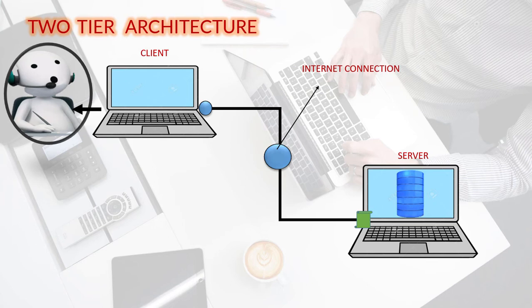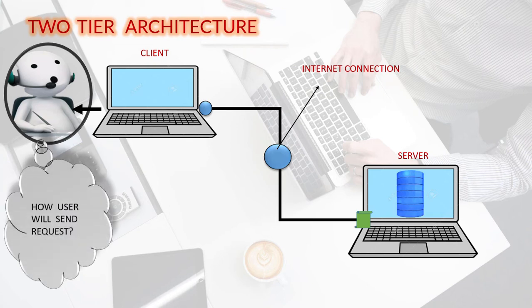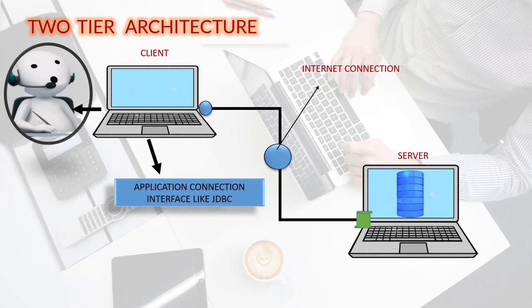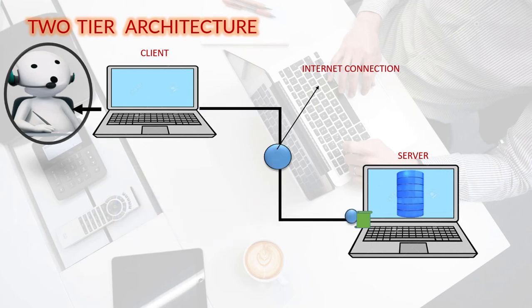And if the user wants to access particular data from that database, how will it be done? How will the user send request? So the user will send request with the help of an application connection interface like JDBC which resides on client side. When he sends a request, it goes to server. Server processes that request and sends reply to client. This is all about 2 tier architecture. So the application connection interfaces such as JDBC, ODBC are used for interaction between this client and server.